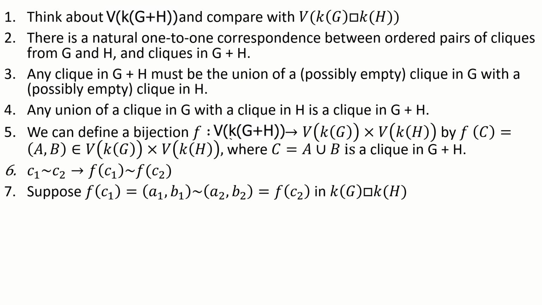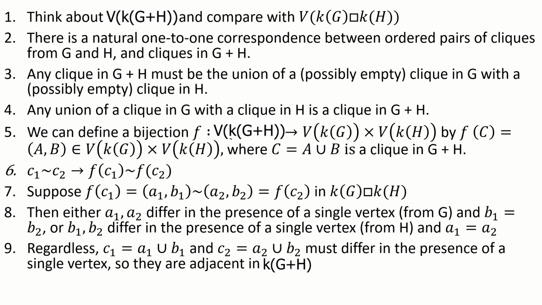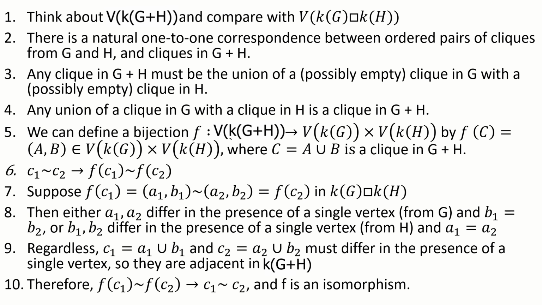First, if these two vertices are adjacent in the product, it means that either B sub 1 equals B sub 2 and A sub 1 and A sub 2 are adjacent in K of G, or A sub 1 equals A sub 2 and B sub 1 and B sub 2 are adjacent in K of H. Regardless, this means that C sub 1 and C sub 2 differ by the presence of a single vertex, so they must be adjacent in K of G join H. We're all done. F is an isomorphism.